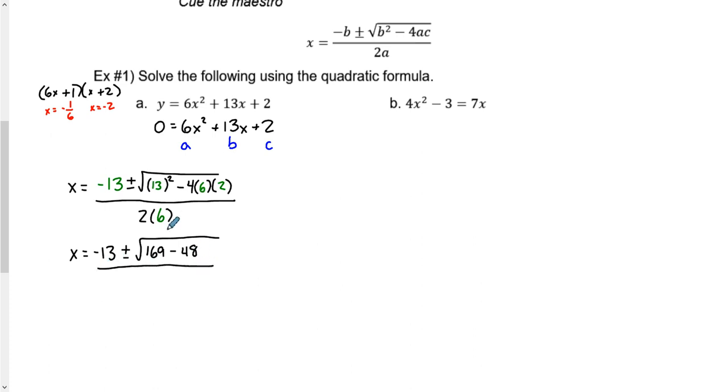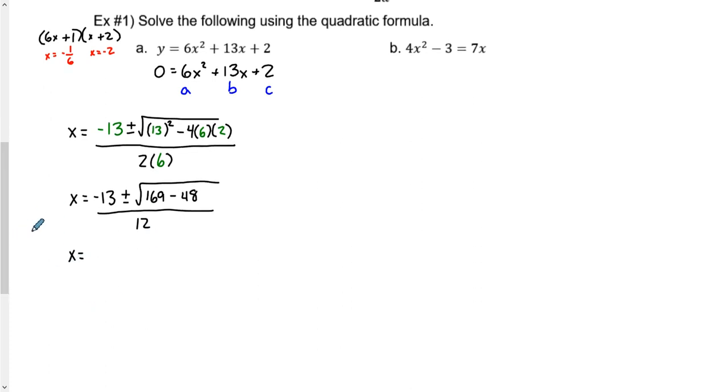All being divided by 2a. So 2 times 6 is 12. As long as you show your work, you will not get it wrong. Well, obviously, you have to do the work correctly, but alrighty. Subtract 169, subtracting 48 is 121, all being divided by 12.